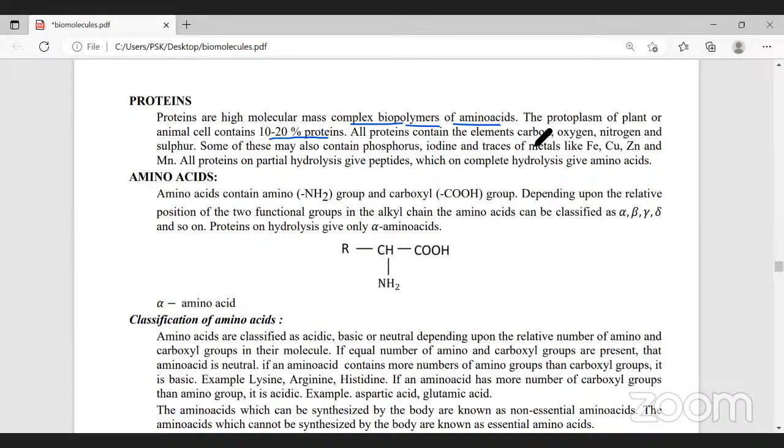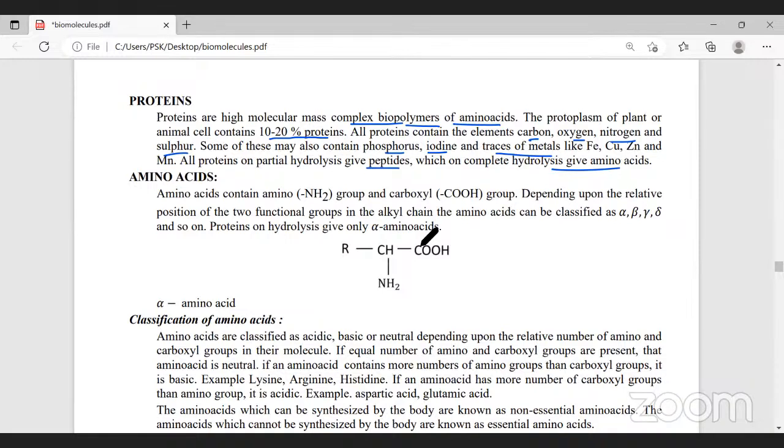All proteins contain the elements carbon, hydrogen, oxygen, and nitrogen. Sulfur is not present in all of them. Some of these may also contain phosphorus, iodine, and traces of metals like iron, copper, zinc, manganese. All proteins on partial hydrolysis give peptides, which on complete hydrolysis give amino acids.